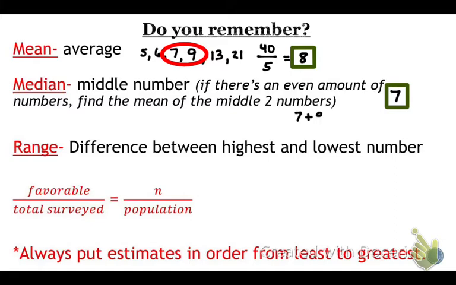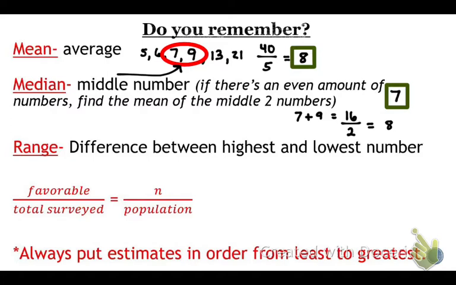7 plus 9. What is 7 plus 9? 16. And divide it by those two numbers. What is 16 divided by 2? 8. Now, it also makes sense that if I was to stick a number in between the 7 and the 9, what number would it be? 8. An 8. So that's how we came up with that. That would technically be the middle number if there was a middle number.